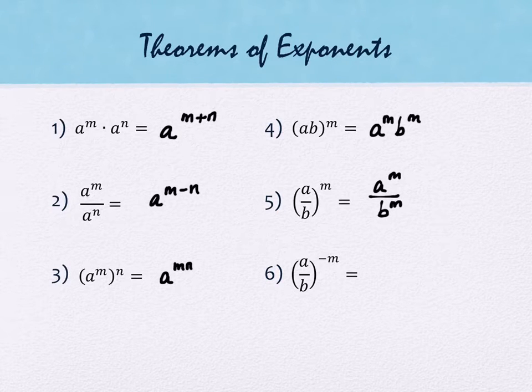All right, the last one here, number 6. How is it different than number 5? So negative. Do you remember what negatives do? They flip fractions. So instead of having a to the m over b to the m, we'll have b to the m over a to the m. Okay, it's going to flip it.